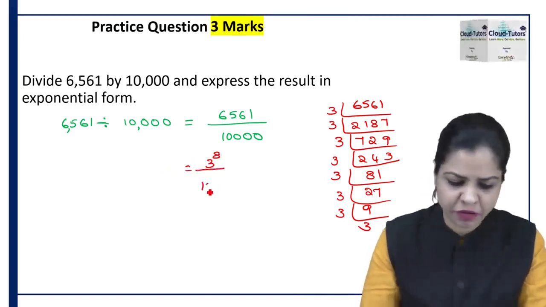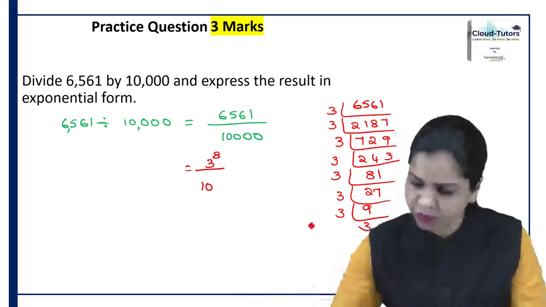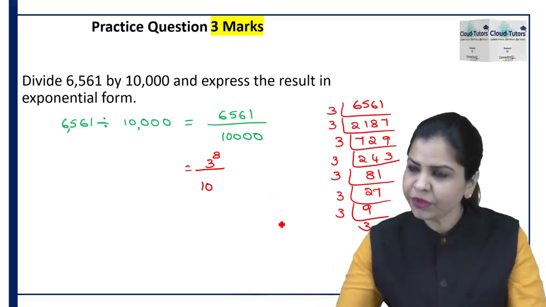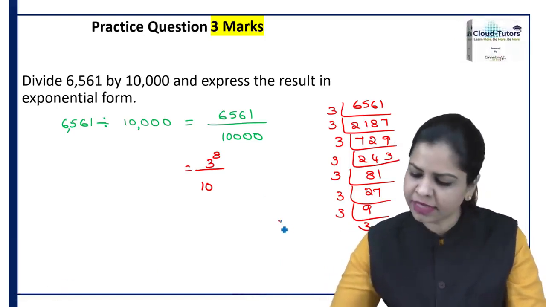So similarly, let's do it for 10,000 as well. So if I'm doing it for 10,000 also, let's do it here. Let's change the ink. So 10,000.